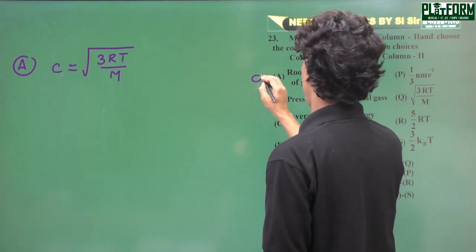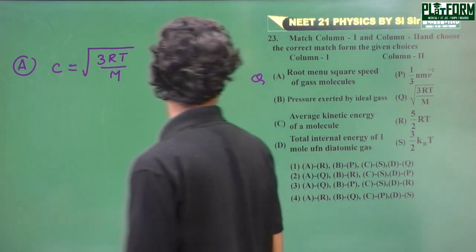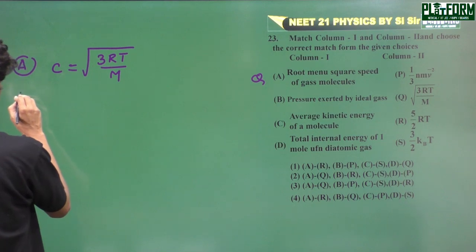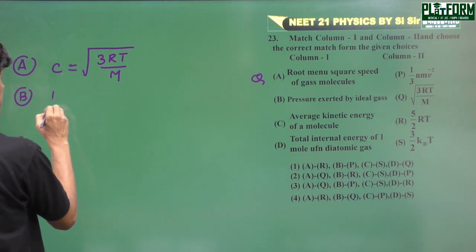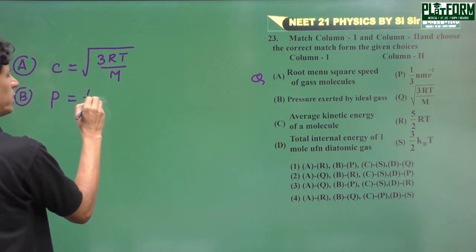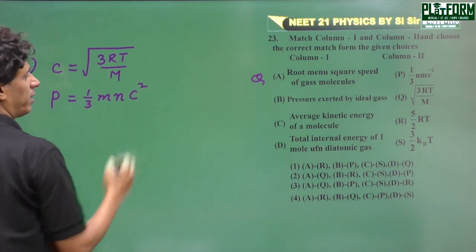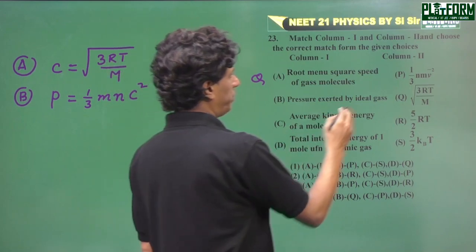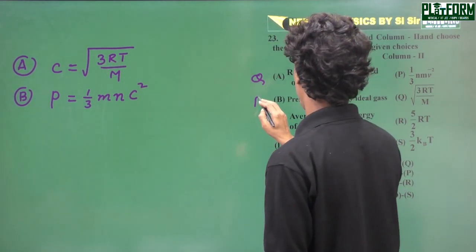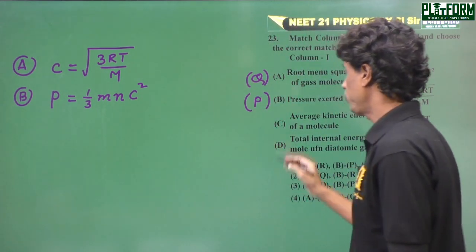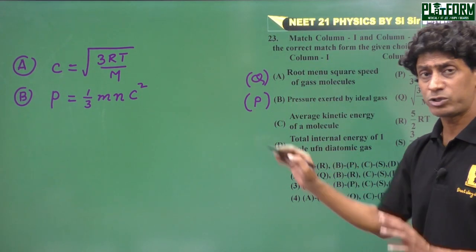So A matches with Q. Okay. Pressure exerted by ideal gas, it is 1/3 mnc square. So B matches with P. A matches with Q and B matches with P.